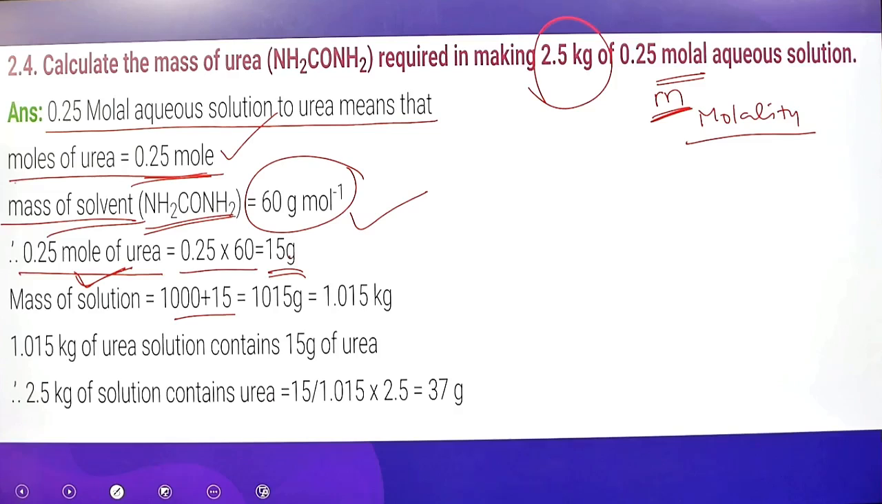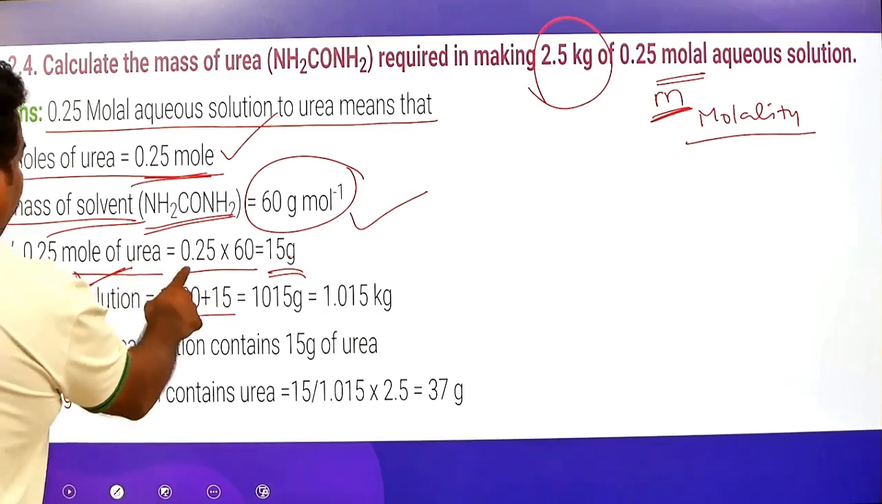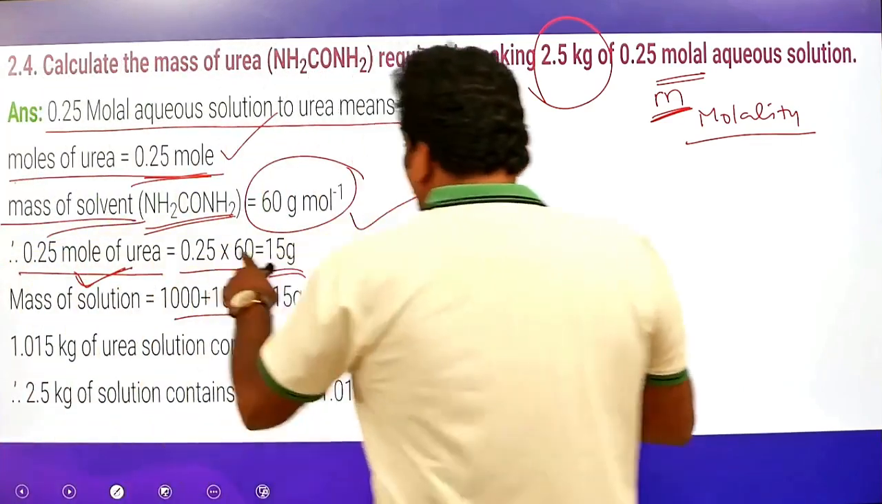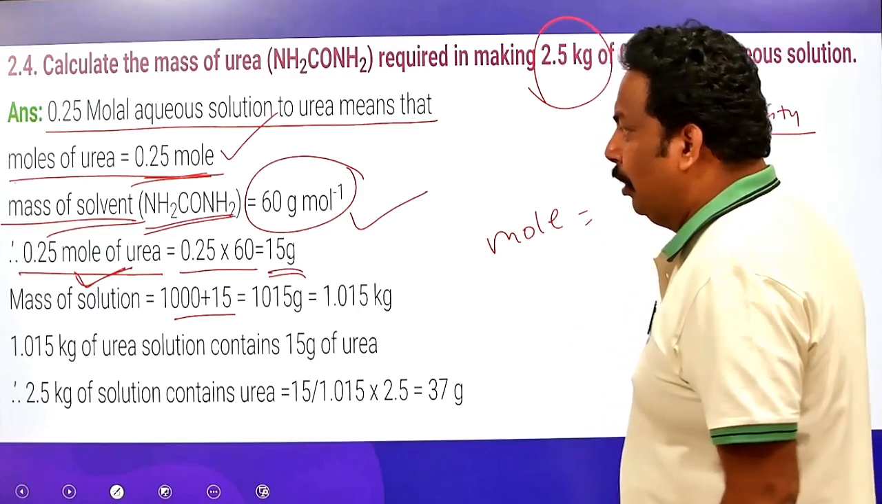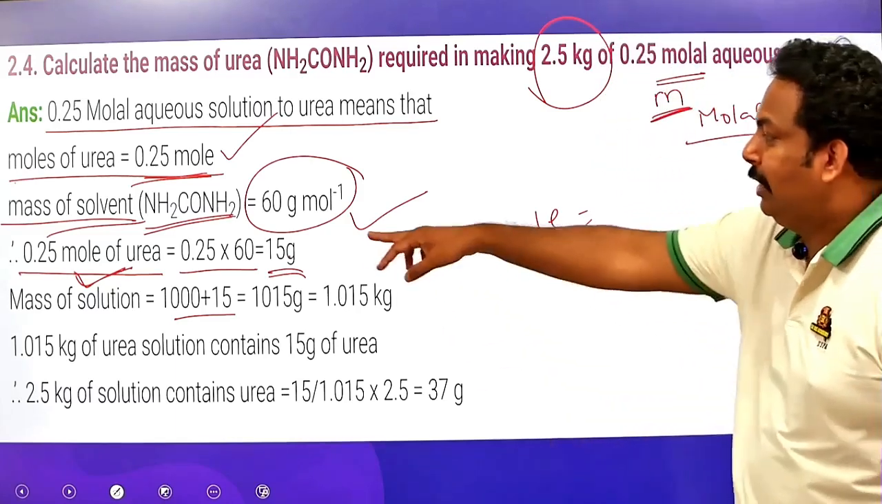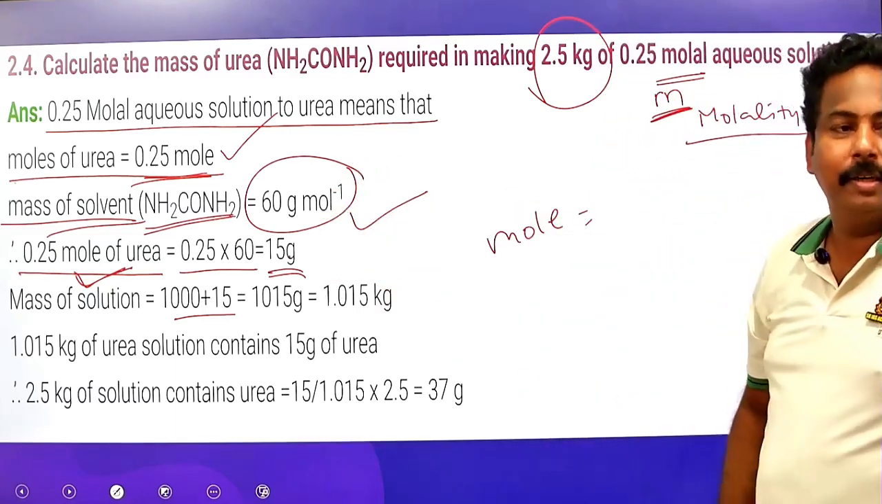Now, 0.25 moles of urea, I am multiplying with 60 and getting 15 grams. Why multiply? There is a reason. Why are you converting into grams? Why are you multiplying mole? How do you write this normally? Mole equal to, how do you write this? Rewrite this in an equation.